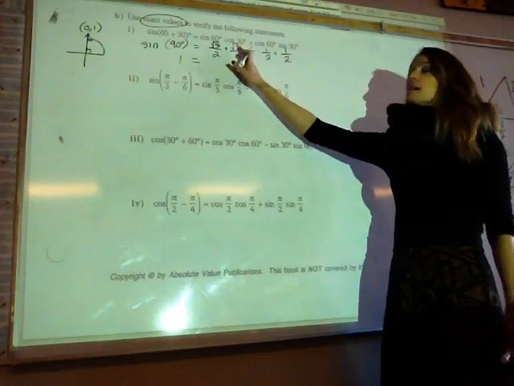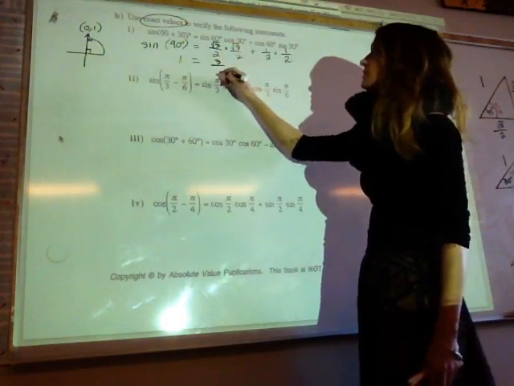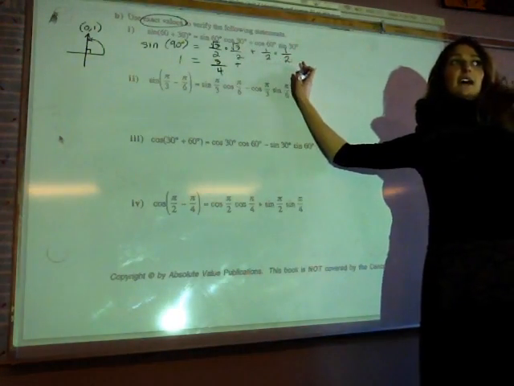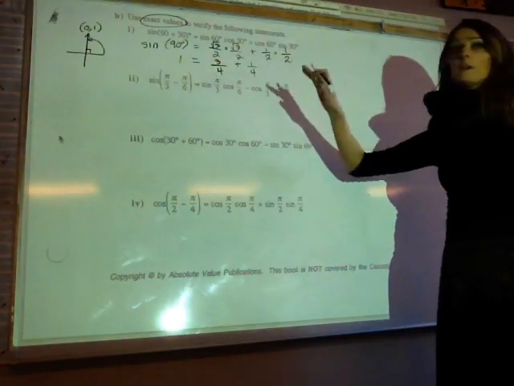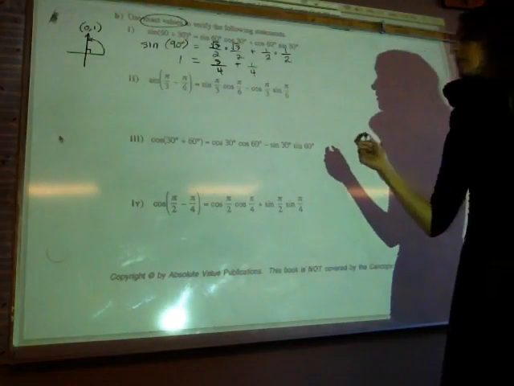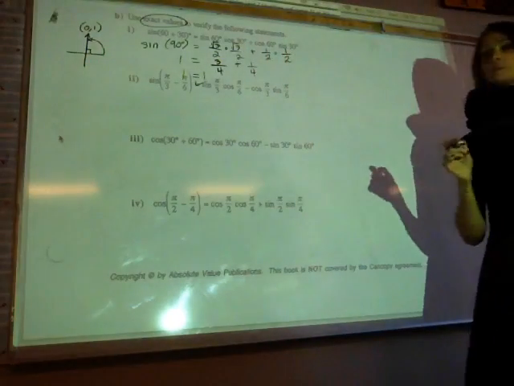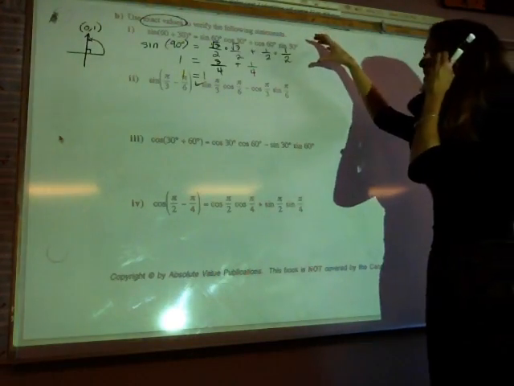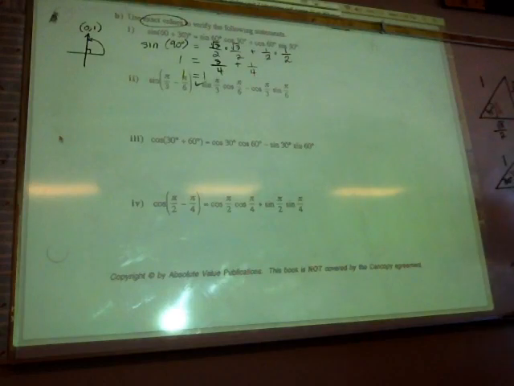So root 3 times root 3 is 3. Denominator, 2 times 2 is 4. In the second term, we have a half times a half. That gives us 1/4. So 3/4 plus 1/4, that equals 1 whole. So 1 equals 1. Left-hand side equals right-hand side. So we've just proven that this is the identity, the sum identity for sine. And I'll just go through that with you guys here.